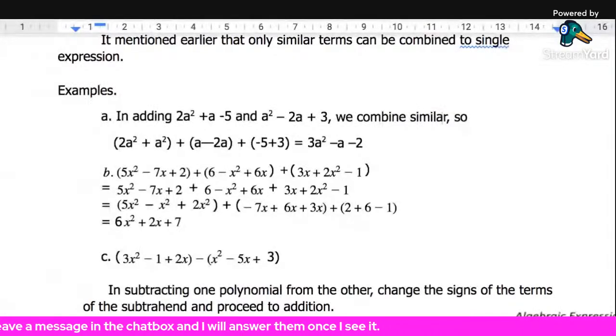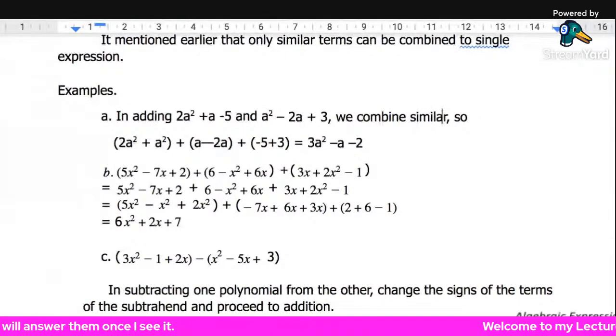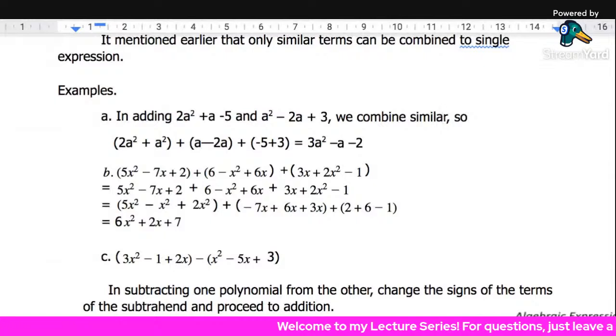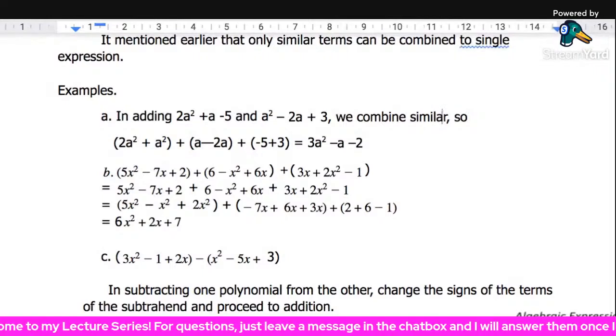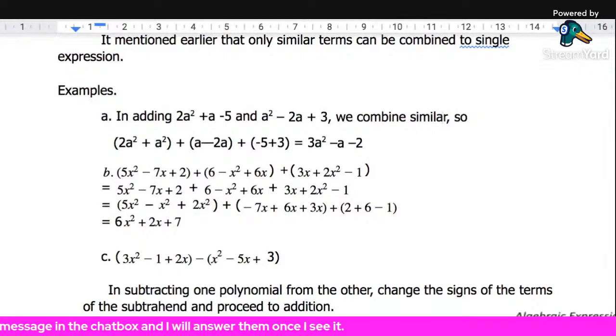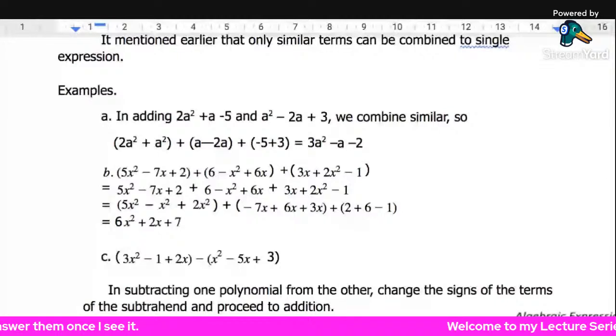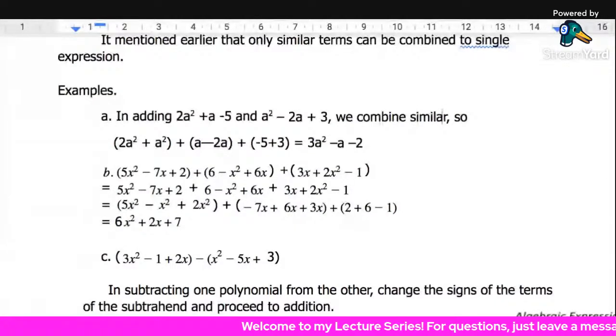2a squared plus a squared will give you 3a squared. A minus 2a will give you negative a, and this is positive. Positive times negative will give you negative a. Then we have here plus negative 5 plus 3 will give you negative 2. Okay, this will be negative because positive times negative is negative. So you will have negative 2. So this is simplified now as 3a squared minus a minus 2.